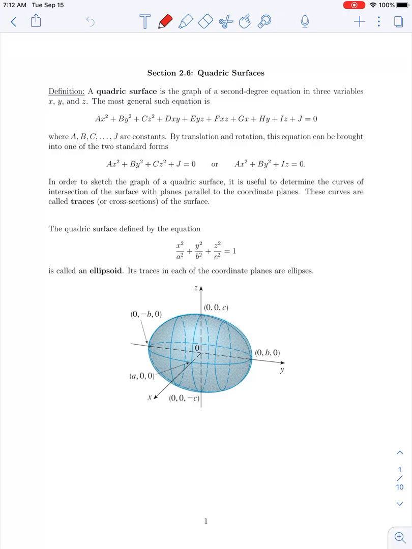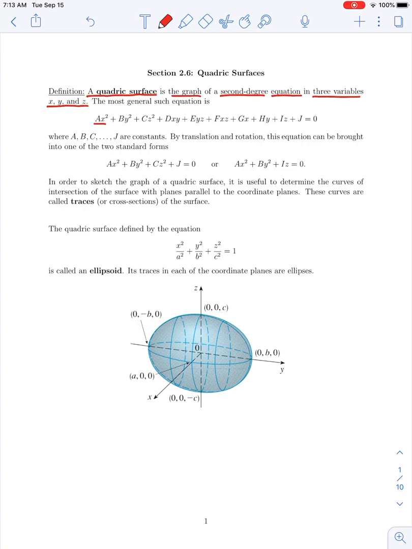Okay, in this lecture we're going to cover our section 2.6 material on quadric surfaces. So let's define what a quadric surface is, and then we'll consider the different types of quadric surfaces. Starting with the definition, a quadric surface is the graph of a second-degree equation in three variables, say x, y, and z. Now, the most general type of such equation would be something of the following form.